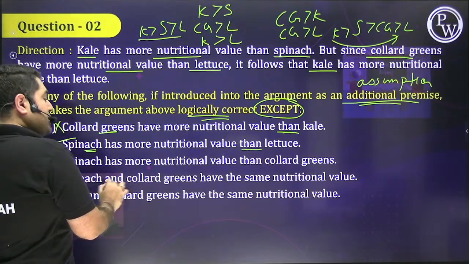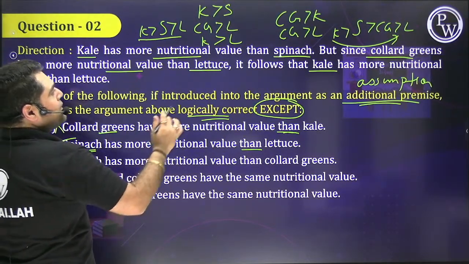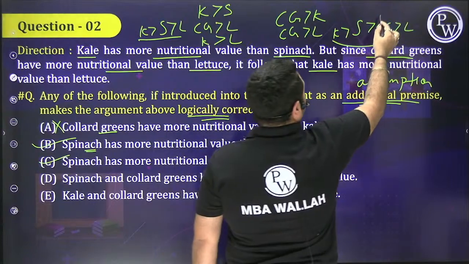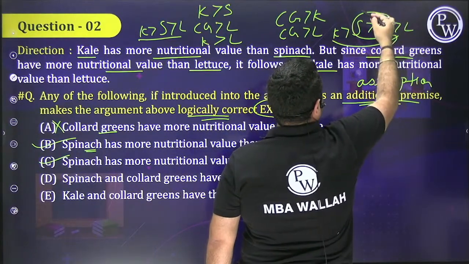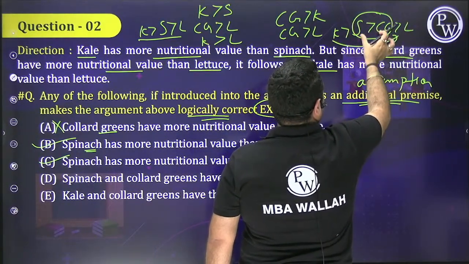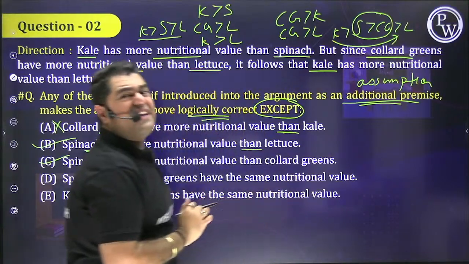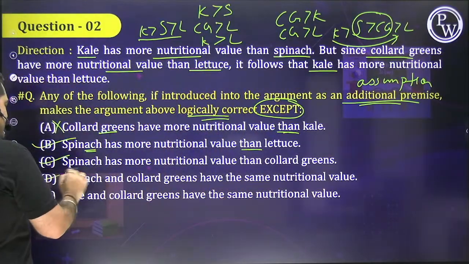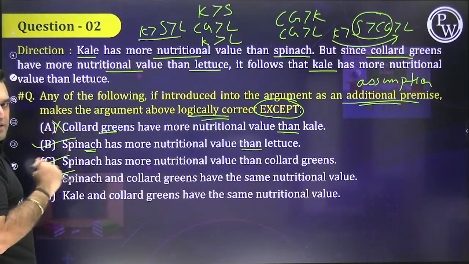D. Spinach and collard greens have the same nutritional value. People, if spinach and collard greens are the same, irrespective, kale is greater than this, that means kale is greater than that, lettuce. So my conclusion is valid. This is also contributing.